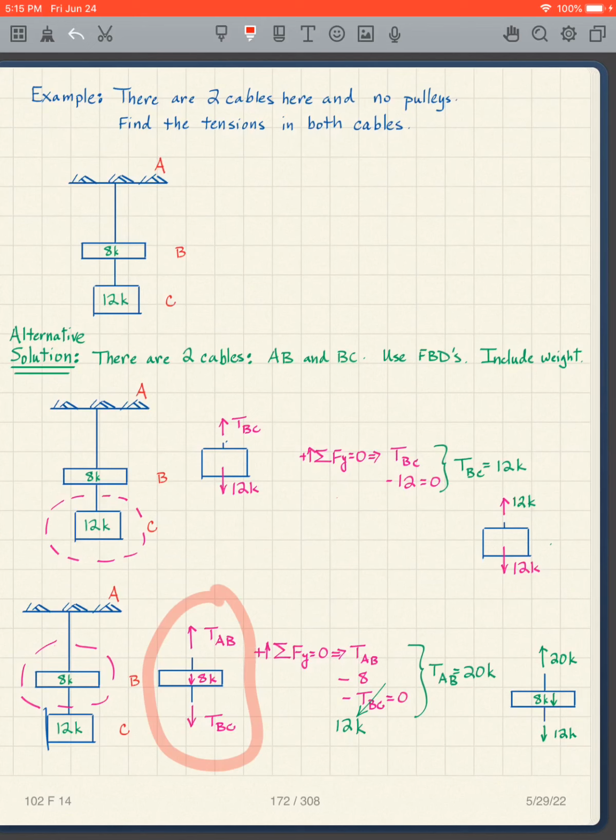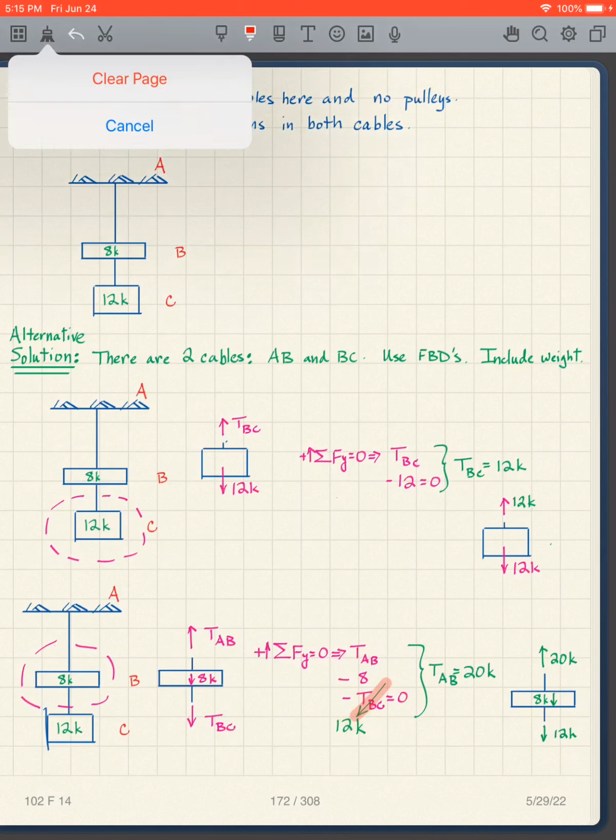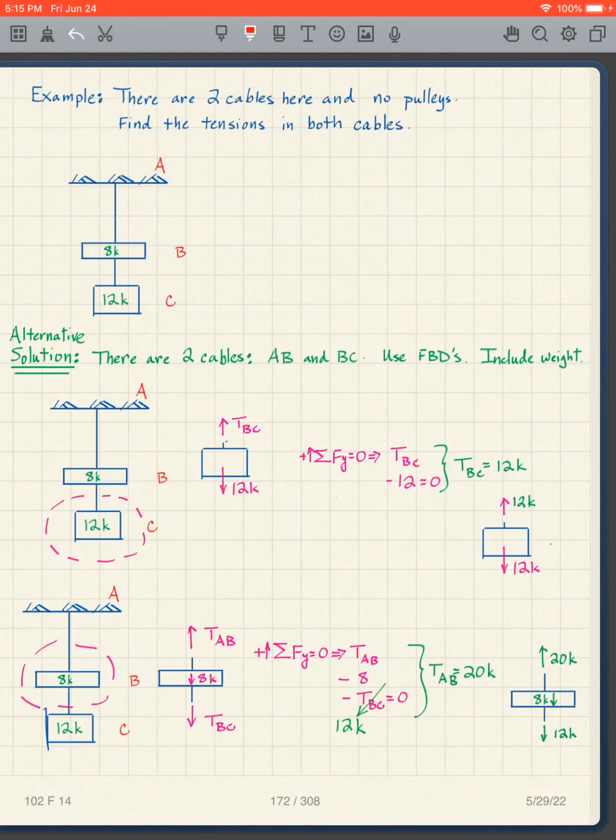I know that I could write this out straight from this. I've got TAB minus 8 because it's going down, minus TBC because it's going down. Then replace the TBC with 12 kips, and then I can solve it, and I get TAB is 20 kips. So I get the same answer. Either way of solving these is fine.